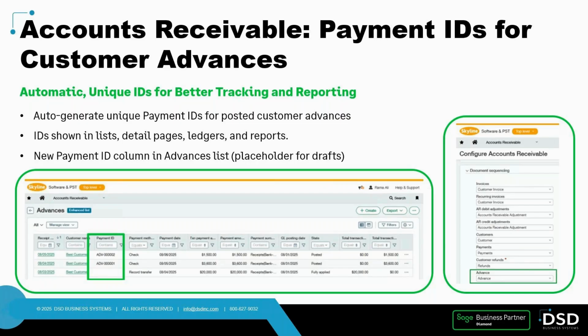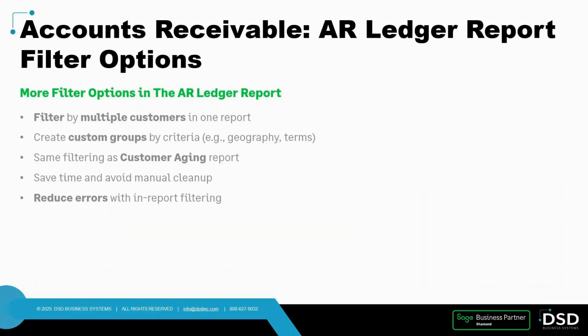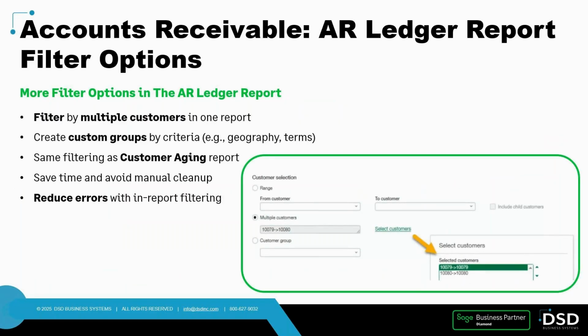Another enhancement in AR is that the AR ledger report now includes some additional filtering options. Whereas before you only had the ability to select a range of customers, you now have the flexibility to select multiple customers, either a range or a group of customers. So this makes it very similar to what you're getting in the customer aging report.